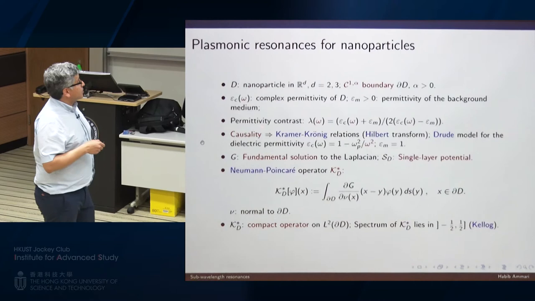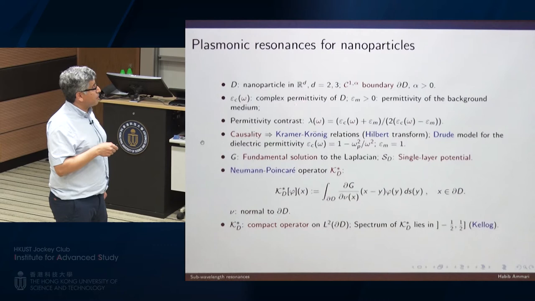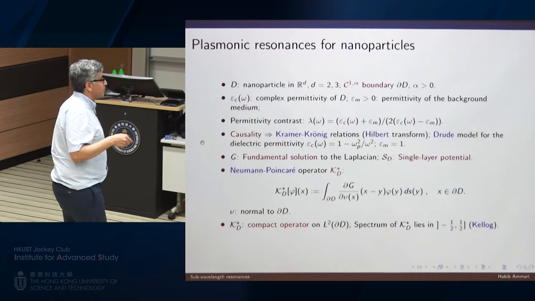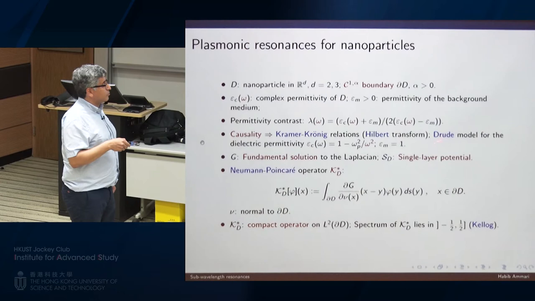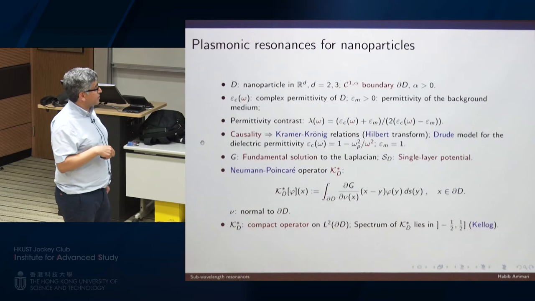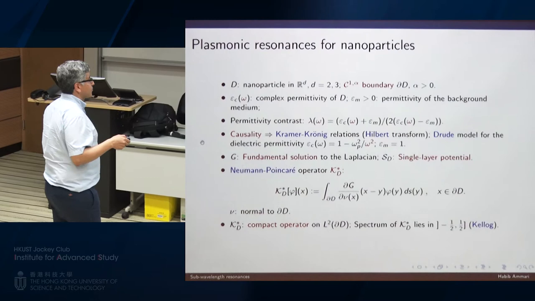So how it looks: if D is my nanoparticle, epsilon_c is its complex permittivity, epsilon_m is the permittivity of the background medium. I always take epsilon_m equal to 1. And for epsilon_c, the model used is the Drude model. It has to be causal, so it has to verify the Kramers-Kronig relations. So the real part is obtained through the Hilbert transform of the imaginary part, and this is the model I'm going to use.